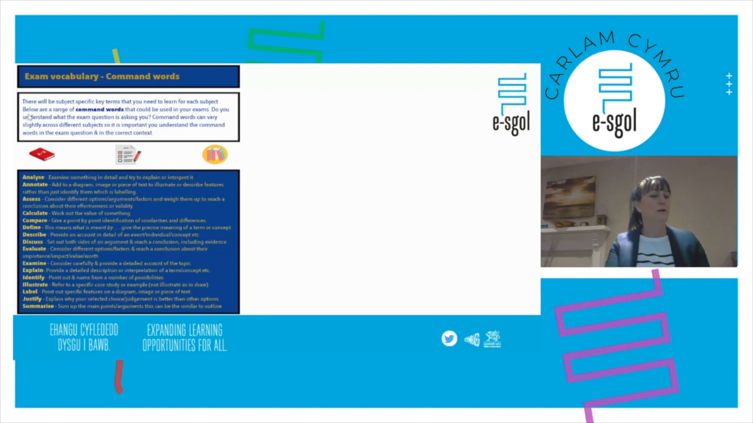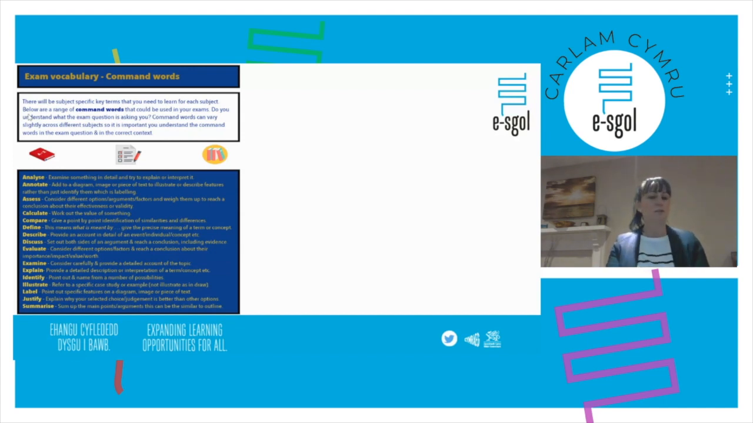The other thing to look out for is exam vocabulary and command words. So there will be subject-specific key terms that you will probably need to learn for every subject. So there's a list of certain command words below, and these could be used in your exams. I know in history there's 2 or 3 there that we would use in certain exams. So do you understand what the question is asking you? Your teachers will probably be able to help you with this, and it's worth you asking them a question.